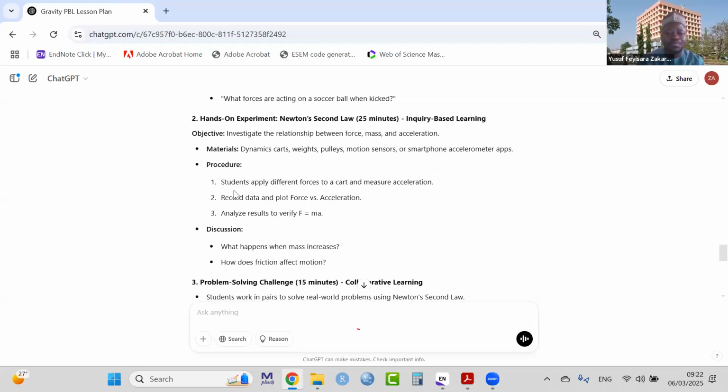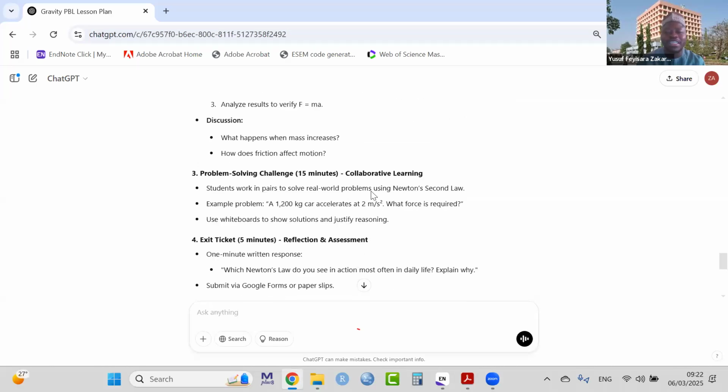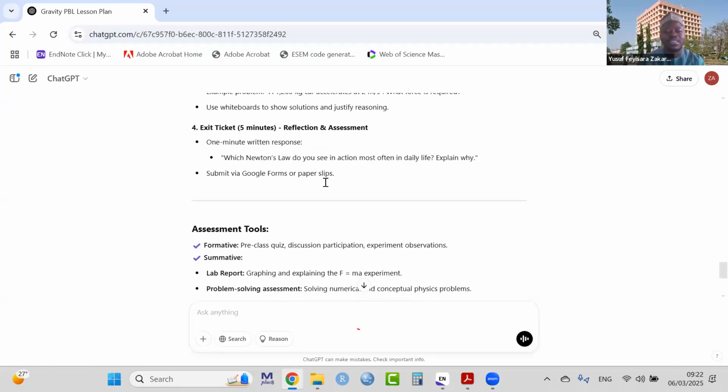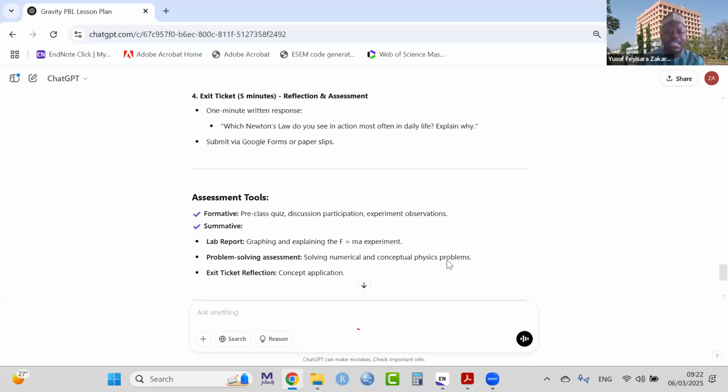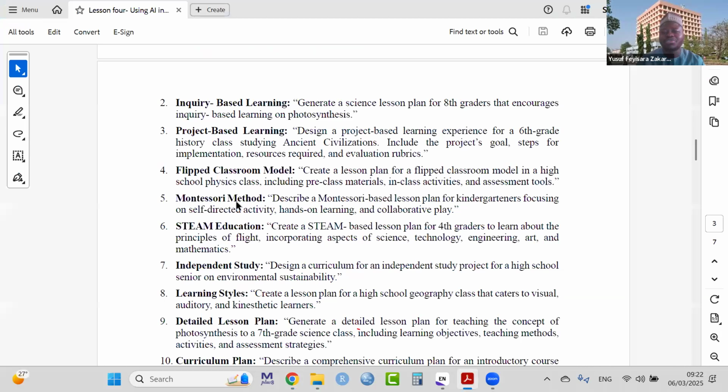Then, okay, the procedure for the experiment, then discussion afterward, the problem-solving challenge and the collaborative learning where the students will solve some problems. Look at this example. A 1,200 kilogram car accelerates at 2 meters per second squared. What force is required? So this is what the students can do, and we have the exit tickets and the assessment tools. All right. So this is a lesson plan that is based on inquiry-based learning. Perfect. All right. So you can also use this in nursery school and in the role play method in STEAM education. This is an example of a prompt.